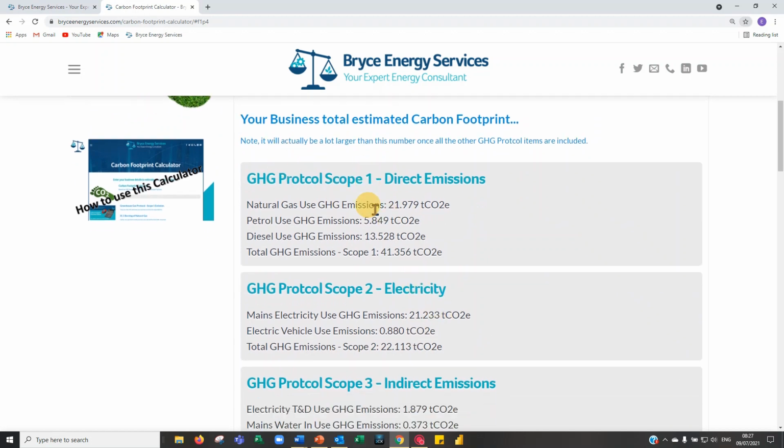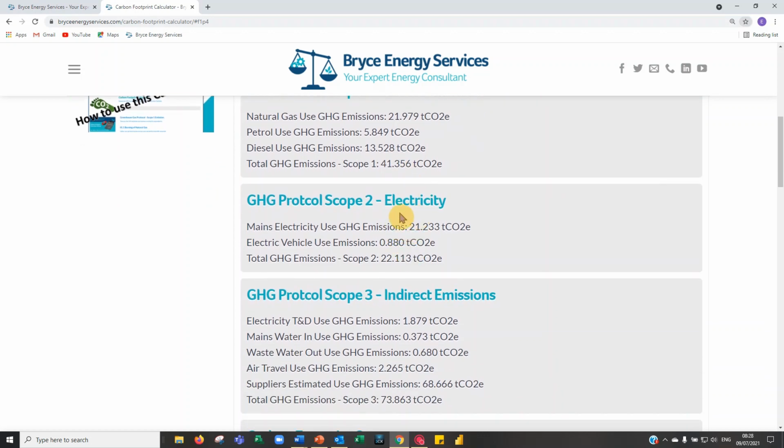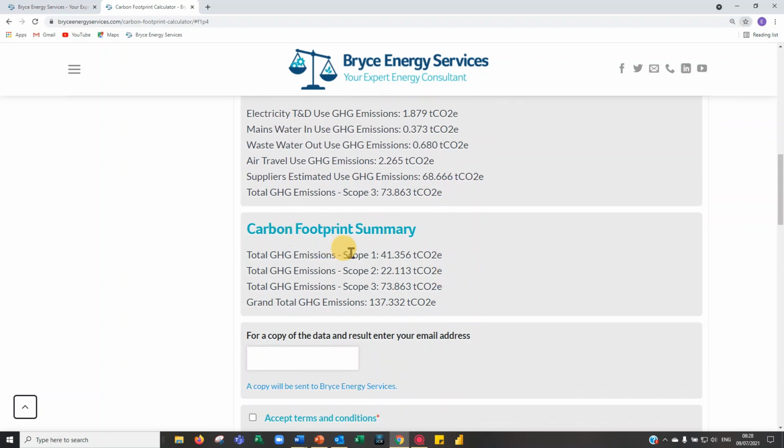Summarizing: greenhouse gas scope 1 total, we have 41.35 tons. Electricity, scope 2, we have 22 tons. And scope 3, indirect emissions, we have 73 tons. The vast bulk is suppliers at 68 tons. So the carbon footprint summary, grand total, is 137.33 tons of CO2 equivalent.